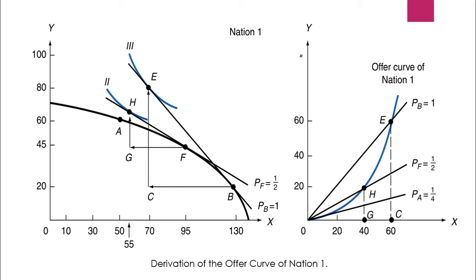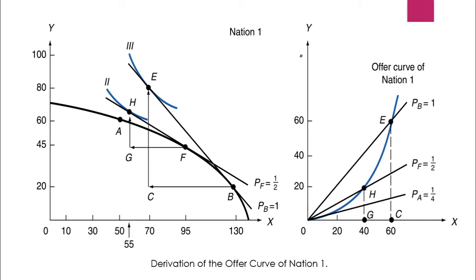We have community indifference curves, which show different combinations of two commodities which yield the same level of satisfaction to the community as a whole. And we know that when we move from a lower community indifference curve to a higher community indifference curve, the level of satisfaction increases. So we have community indifference curve 2 as well as community indifference curve 3 in the diagram.